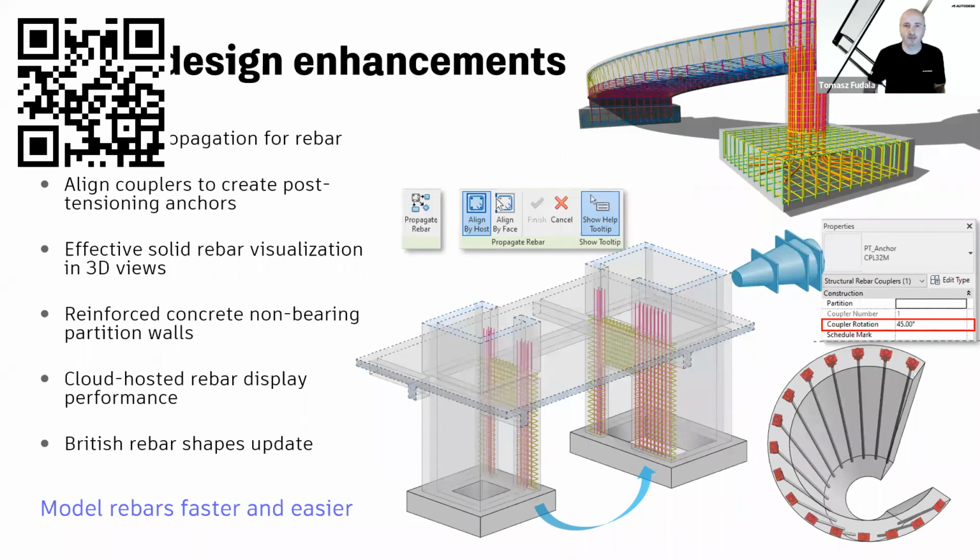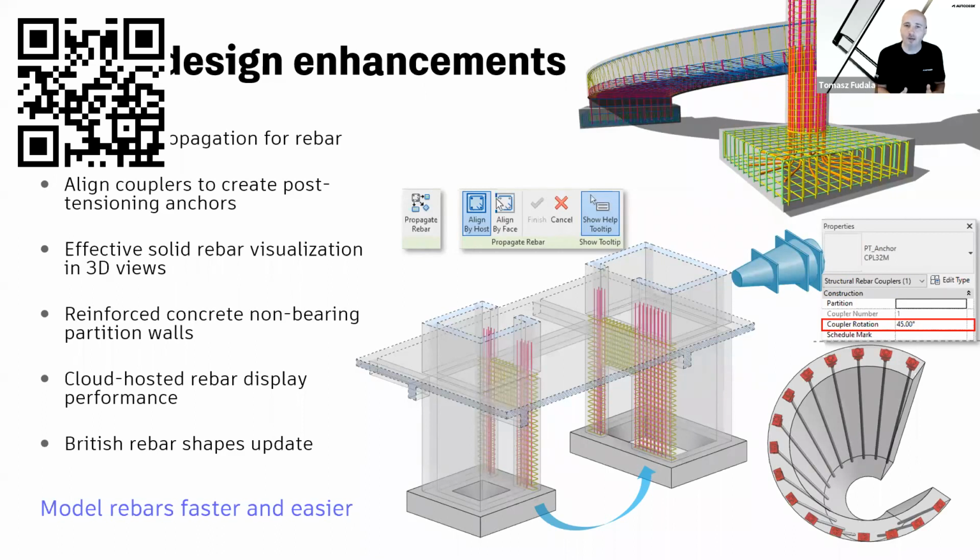Thanks, Aaron. Yes, Revit 2023 improves rebar modeling and detailing with several enhancements. The biggest rebar feature in this version is the fact that you can now model rebars faster and easier with adaptive propagation. Additionally, you can rotate couplers with respect to the bar end for precise modeling with clash avoidance.